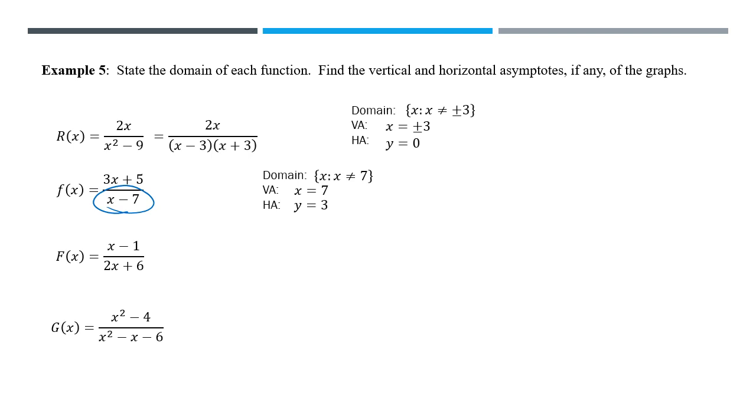The horizontal asymptote we get by looking at the degrees. Degree 1 over degree 1. So the horizontal asymptote is the ratio of the leading coefficients. So 3 over 1, which is 3.